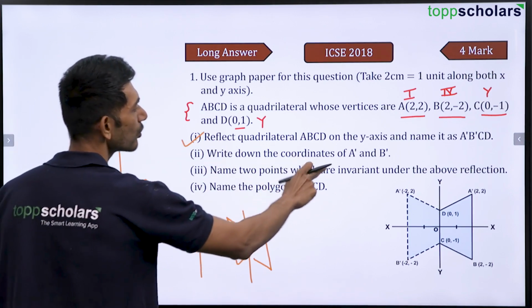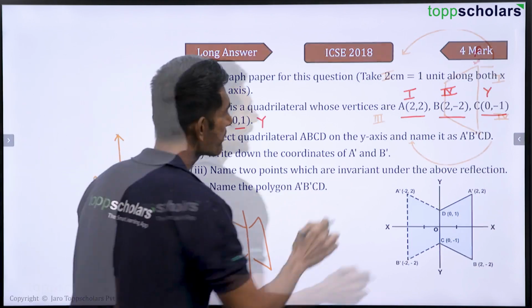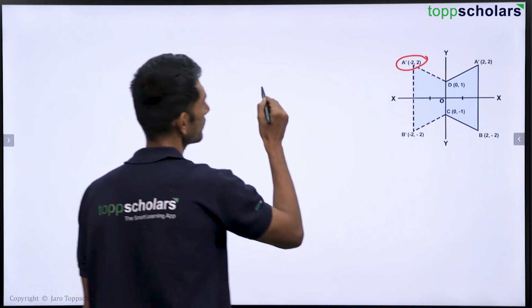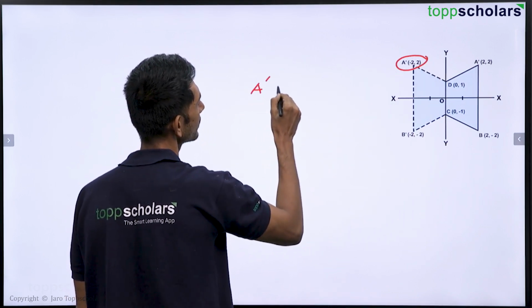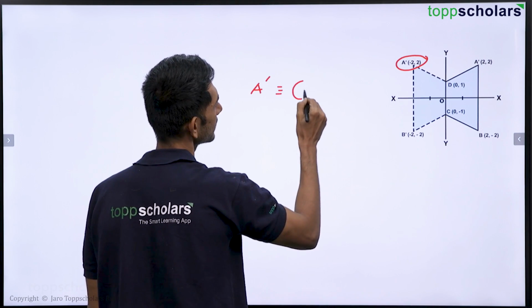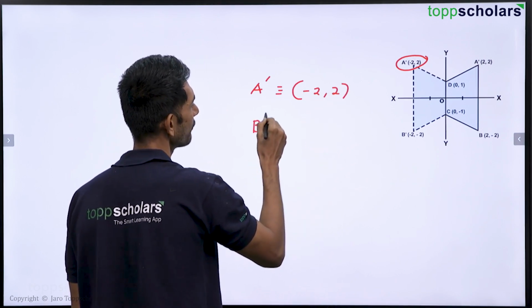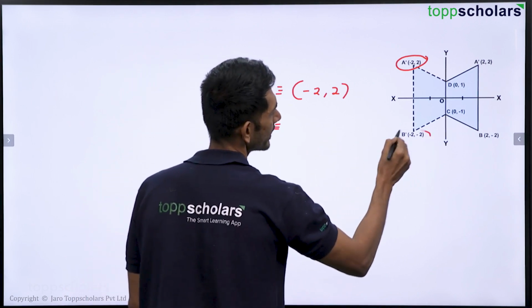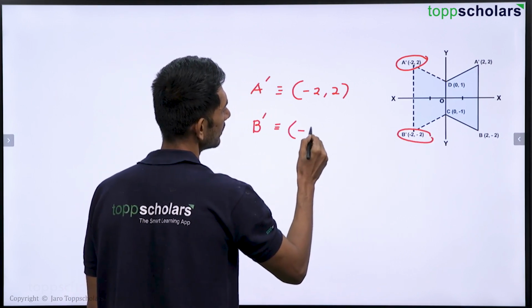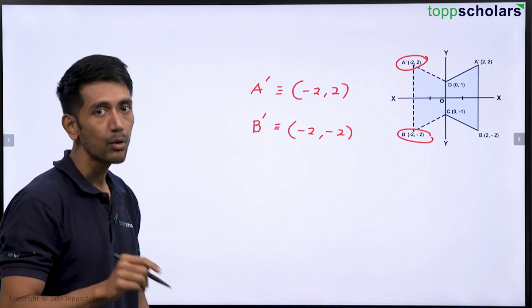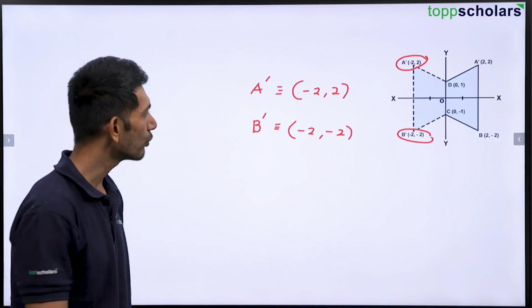Now write down the coordinates of A dash and B dash. What is A dash, B dash? This is A dash. So what are the coordinates of A dash? The coordinates of A dash are (-2, 2). And what are the coordinates of B dash? The coordinates of B dash are (-2, -2).